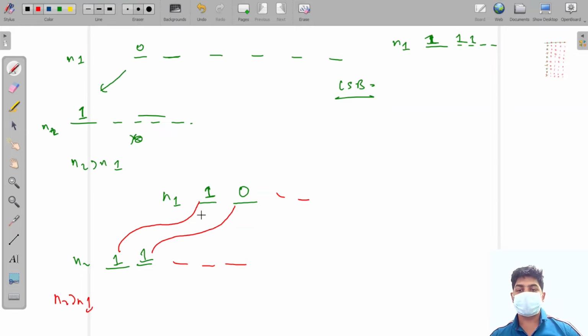So what we are seeing is that the bit at the most significant position is deciding which number is greater than the other number. So we are going to use this fact to solve this particular problem. Let's see how we are going to use this.